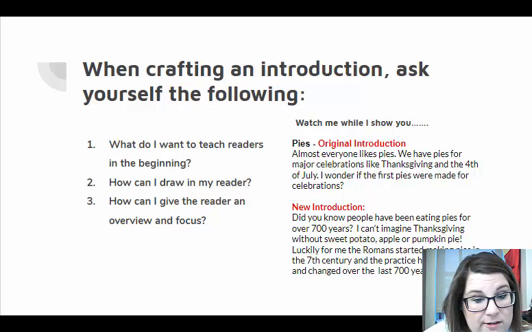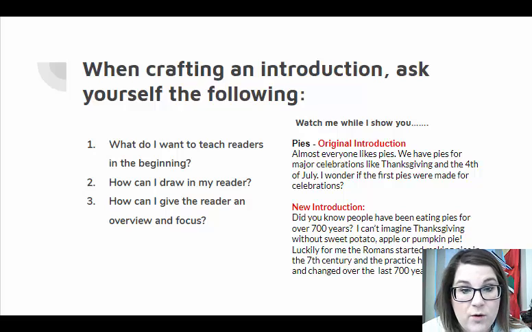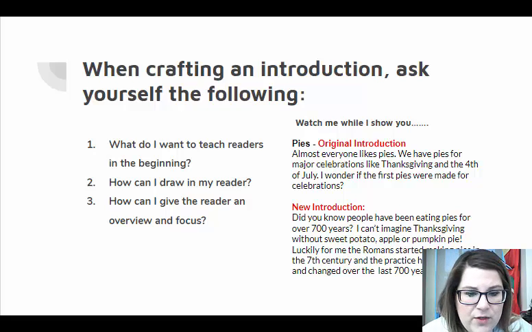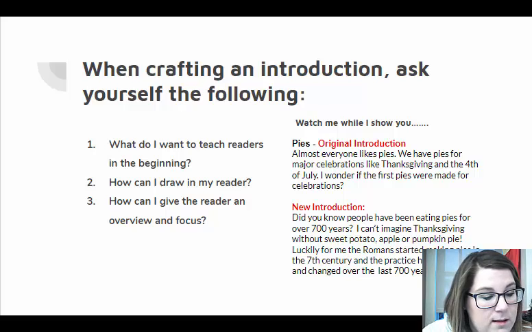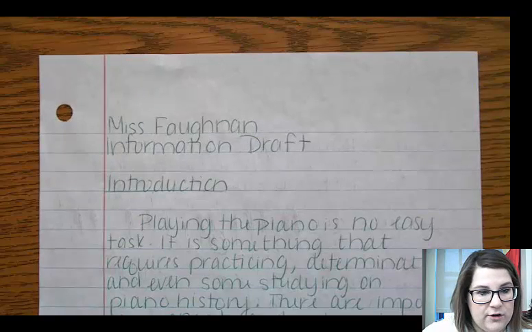Wow, that one seems a little more interesting. I didn't know that pies have been around for 700 years. Of course, we've all eaten a pie, but I've never thought about where they came from. 700 years, starting with the Romans. I would like to read on and find more about that. Let's take a look at my introduction here.